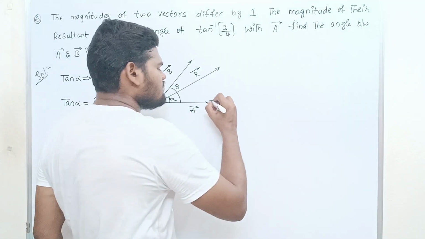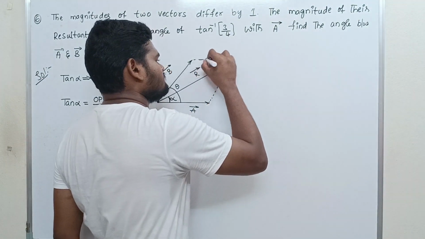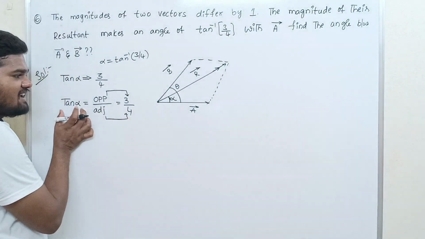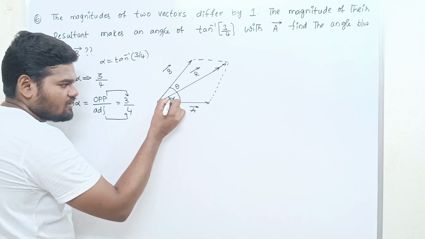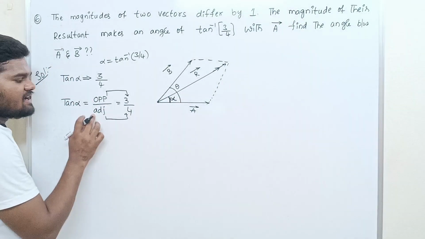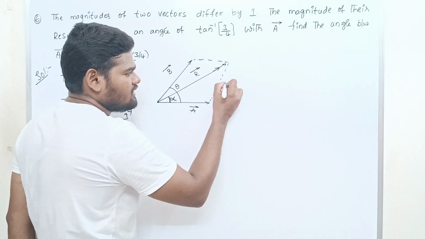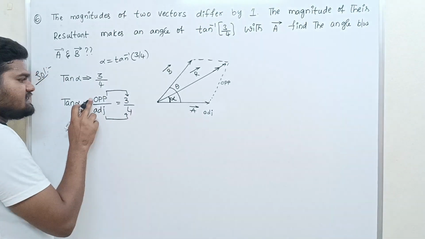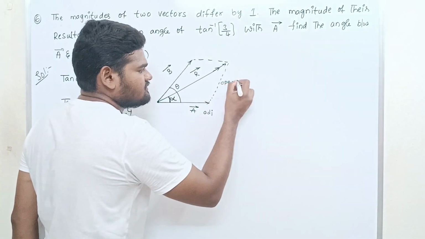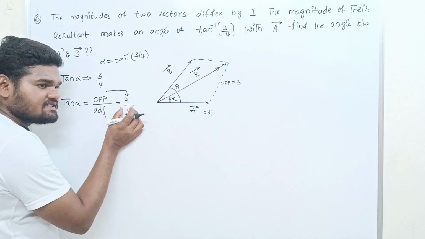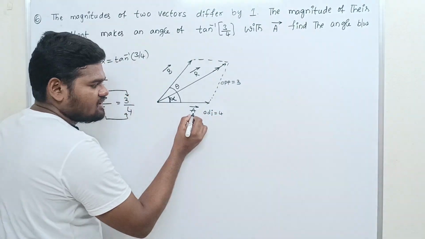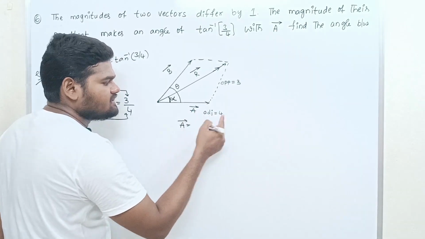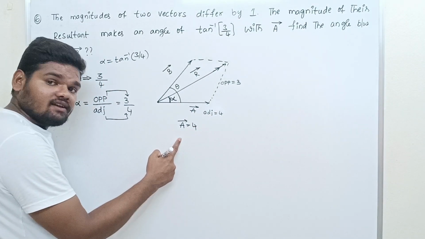I'm just going to draw the parallelogram. Let us consider this is a parallelogram. According to tan alpha, have a look, this is alpha. What is tan alpha? Opposite side by adjacent side. For alpha, this is the opposite side and this is the adjacent side. The value of the opposite side is 3. The value of the adjacent side is 4. What is the adjacent side here? A bar vector. So A bar vector is equals to 4. Are you getting? Right, very good.